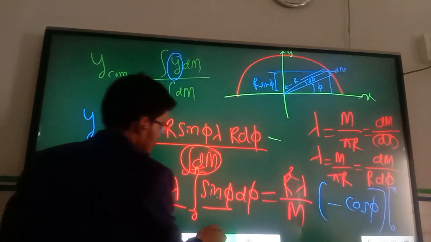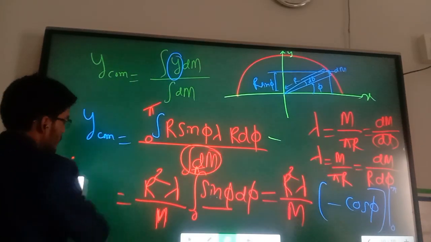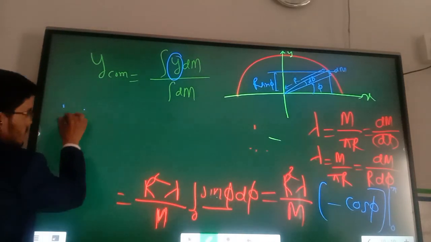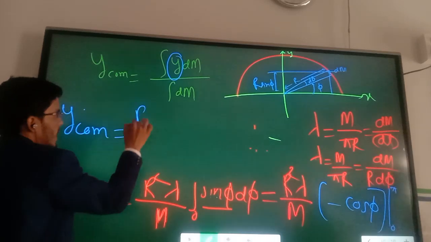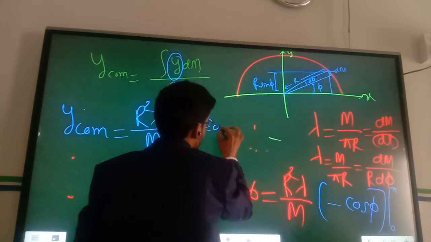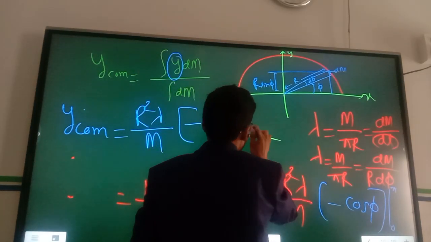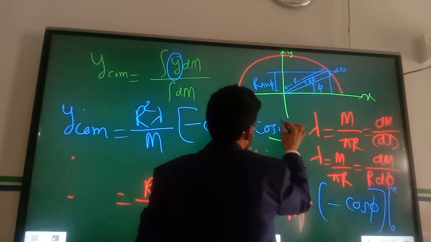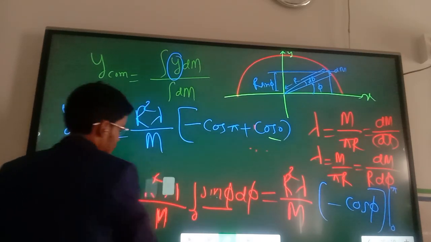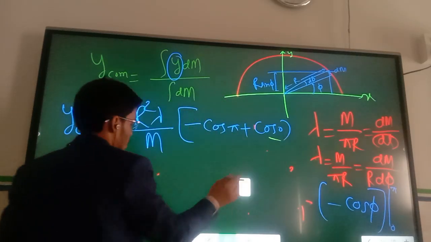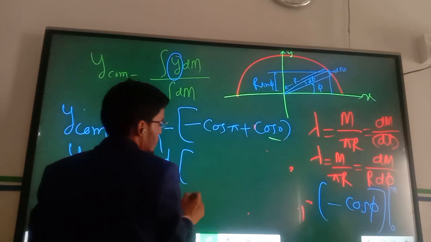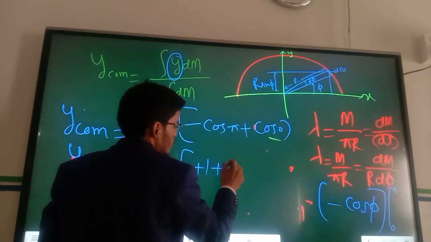Now further, y center of mass equals r square lambda upon m into minus cos phi. So minus cos of the upper limit pi, minus minus plus cos 0. So y center of mass equals r square lambda upon m. Cos pi value is minus 1, so minus minus gives plus 1, and cos 0 is also plus 1.